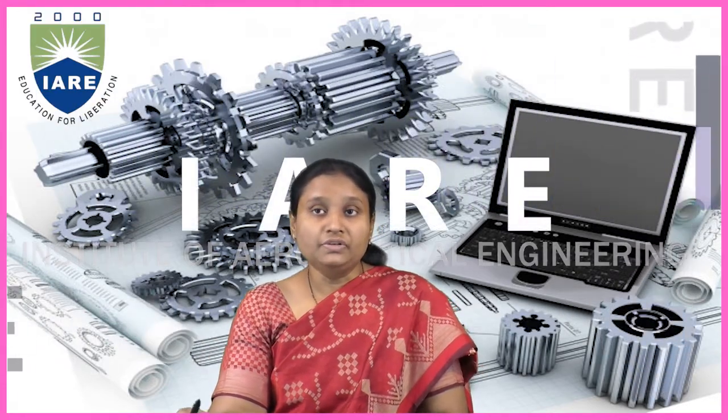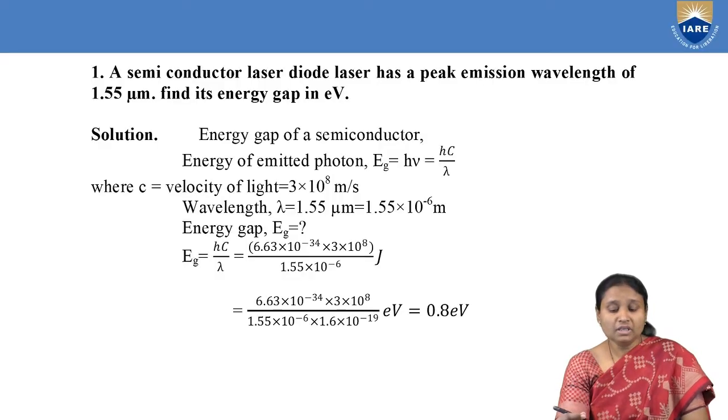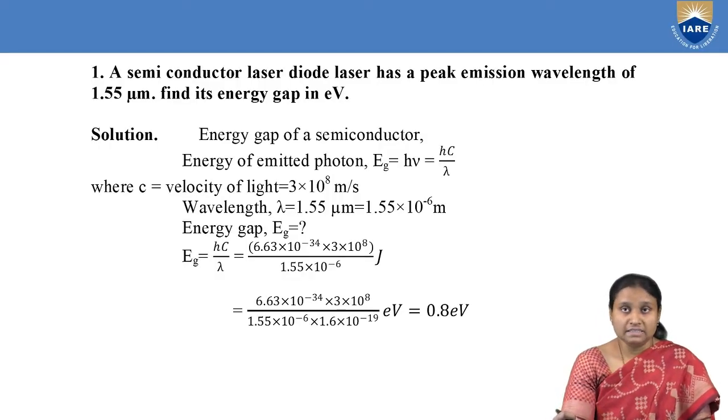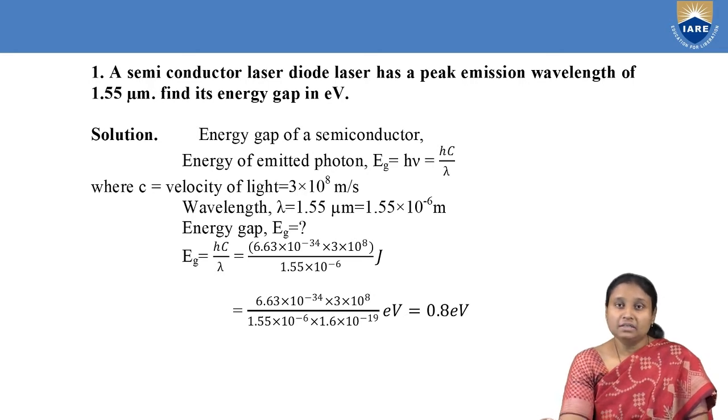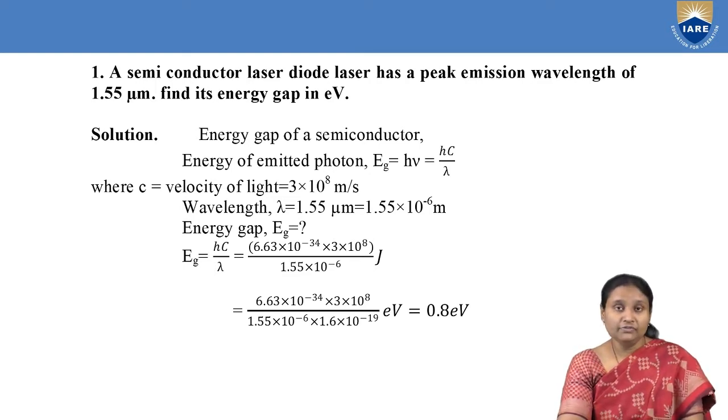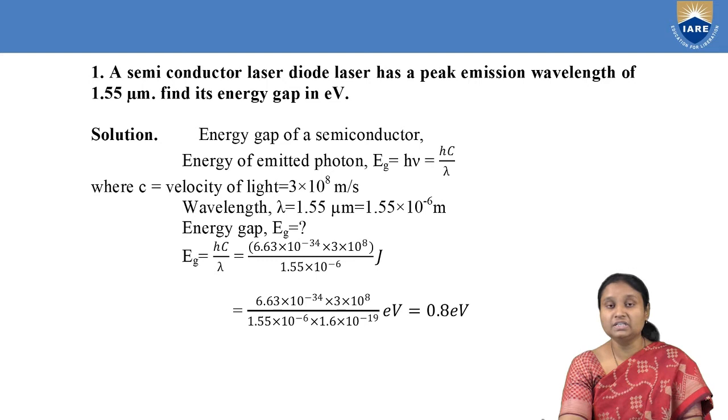Now coming to our first problem, here we are considering a semiconductor laser. So what is a semiconductor laser? In my videos I have discussed the ruby laser and helium neon laser. But what exactly is a semiconductor diode laser? If we take any type of laser system, it consists of three parts. What are those three parts? Active medium, source of energy, and then optical resonator.